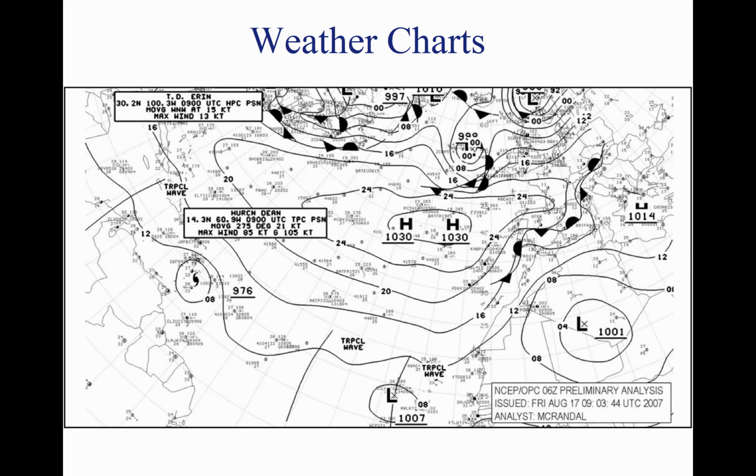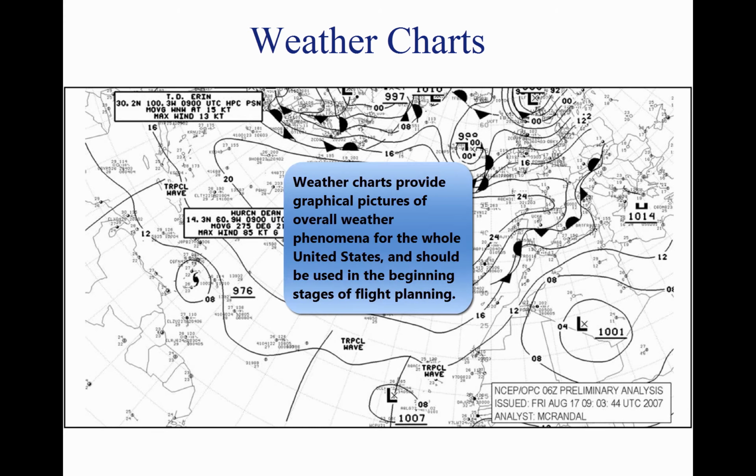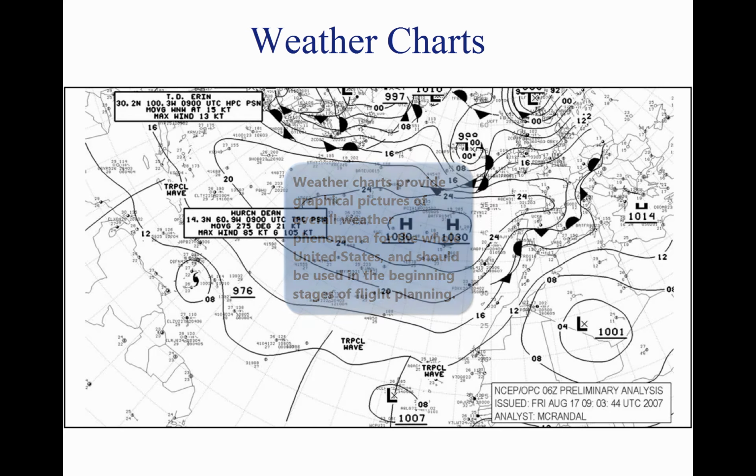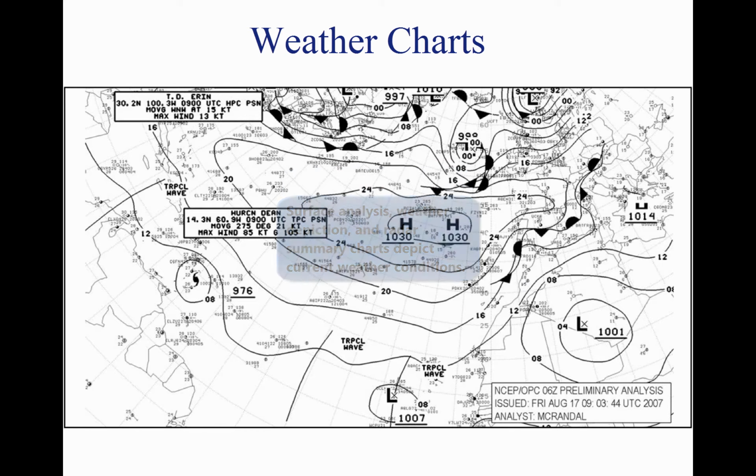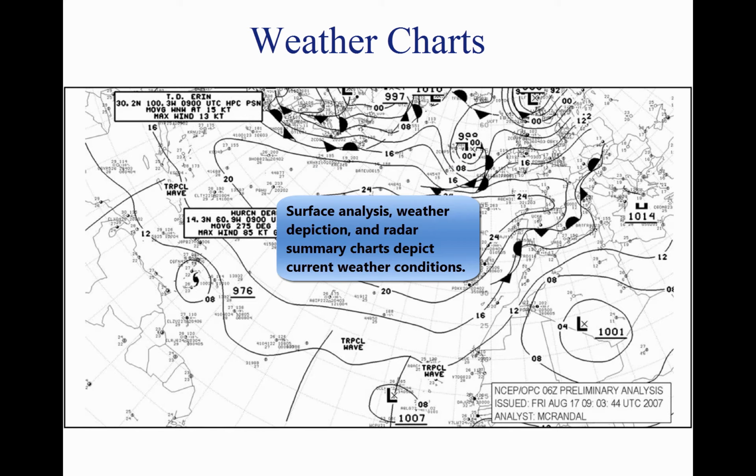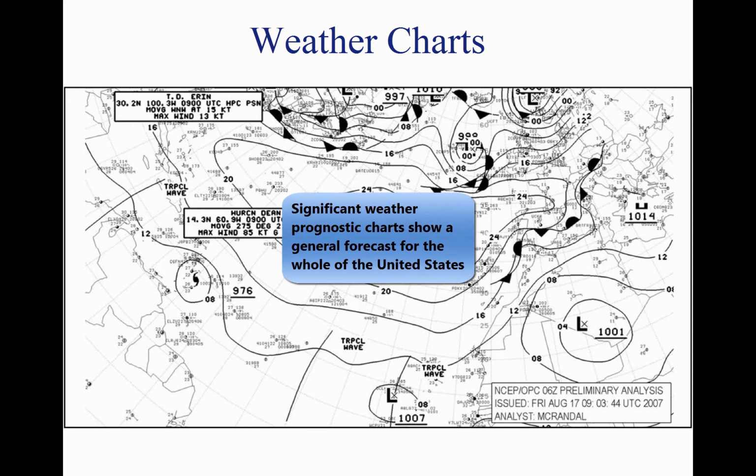Weather charts are graphic charts that depict current or forecast weather. They provide an overall picture of the United States and should be used in the beginning stages of flight planning. Typically, weather charts show the movement of major weather systems and fronts. Surface analysis, weather depiction, and radar summary charts are sources of current weather information. Significant weather prognostic charts provide an overall forecast weather picture.